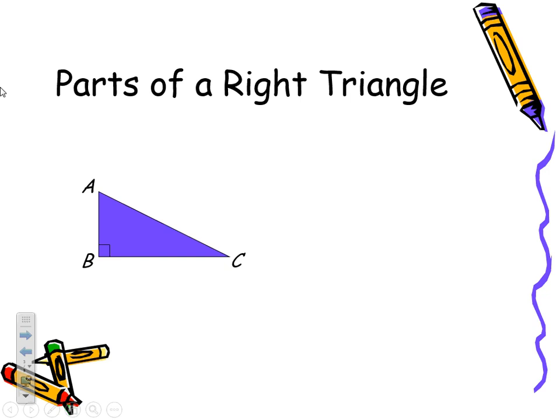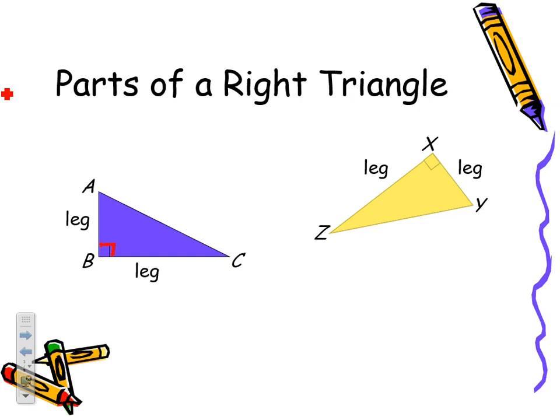Now we have to talk about the parts of a right triangle. There's specific parts of a right triangle. The key one being a right angle. Very important, a little right square in our triangle. The next one that's important is that we have legs. We have two legs for each right triangle, and those legs are connected to the right angle.